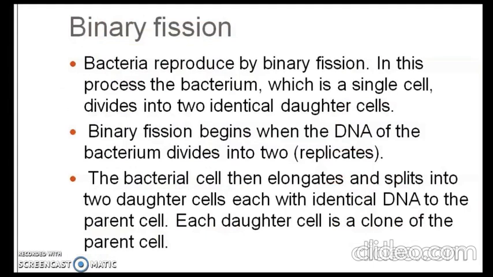Bacteria reproduce by binary fission, and in this process the bacterium, which is a single cell, divides into two identical daughter cells. It begins when the DNA of the bacterium divides into two replicates. The bacterial cell then elongates and splits into two daughter cells, each with identical DNA to the parent cell. Each daughter cell is a clone of the parent cell.